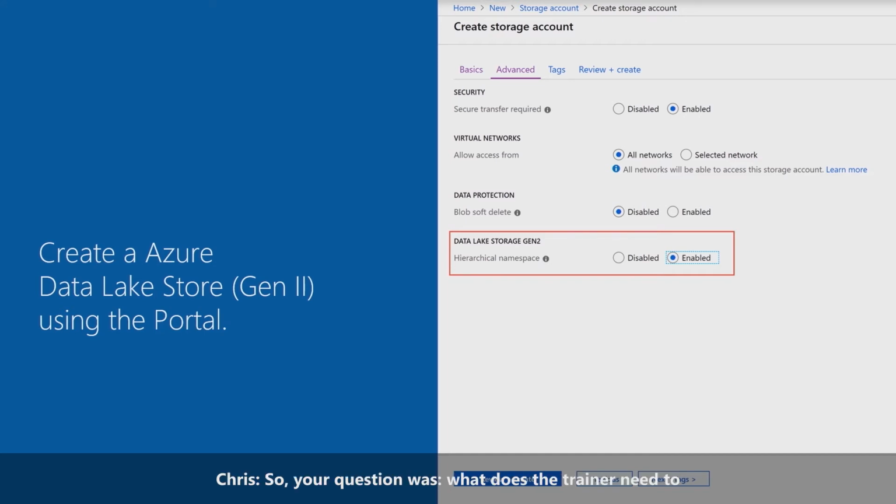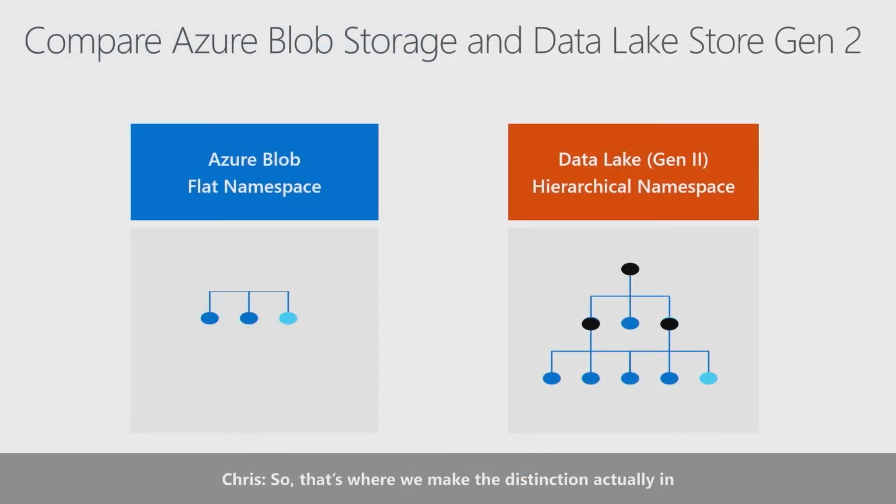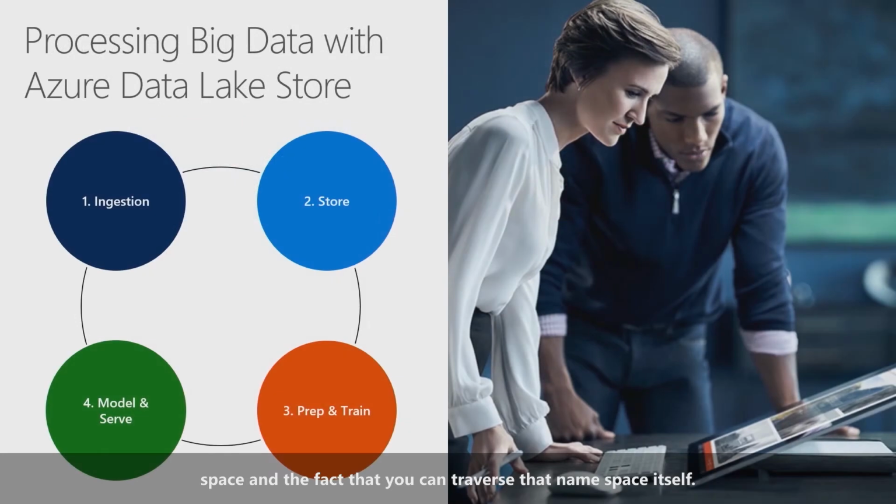I see. So your question was, what does the trainer need to know is the fundamental difference? It's that Azure Blob is a flat namespace and Data Lake Store Gen 2 is a hierarchical namespace, which means it can organize the data, which means it can traverse it, which means that it's queryable. Perfect. So that's where we make the distinction in this next slide: flat namespace versus hierarchical namespace, and the fact that you can traverse that namespace itself.